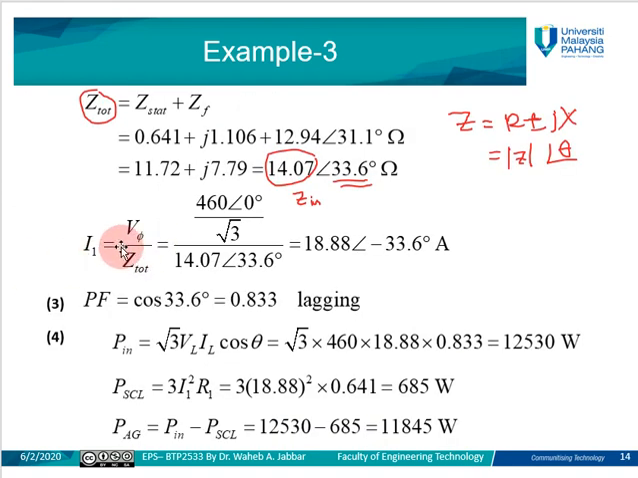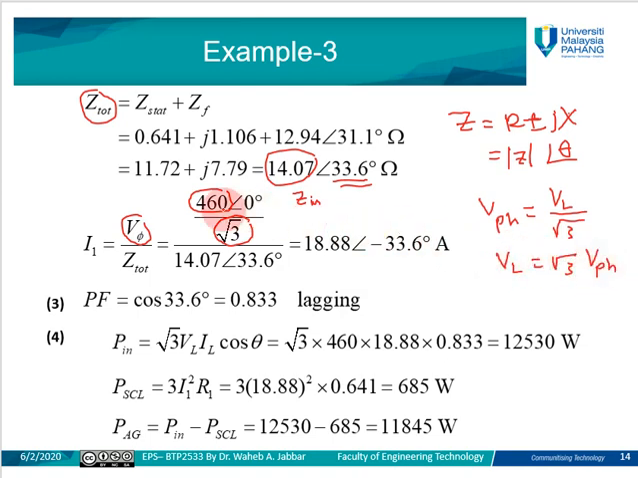So we can see here I1 is equal to V phase over Z. Why V phase? Because the current will go for each phase. We are not going to talk about the 3-phase here, which is 460. We need to convert the 460, or the voltage of 3-phase, into a single phase. So V phase means 460, which is for 3-phase, divided by root 3. V phase is equal to V line over root 3. V line is equal to root 3 times V phase.